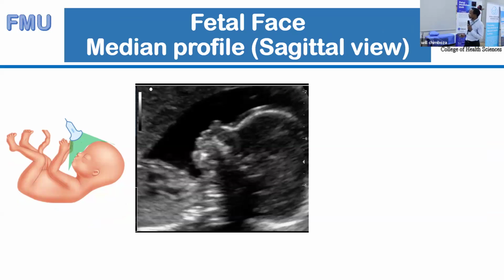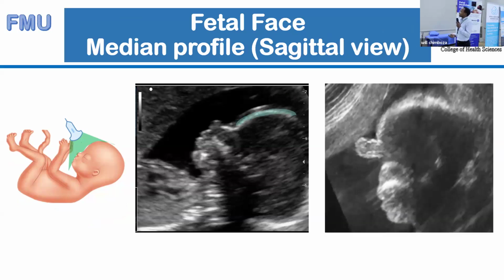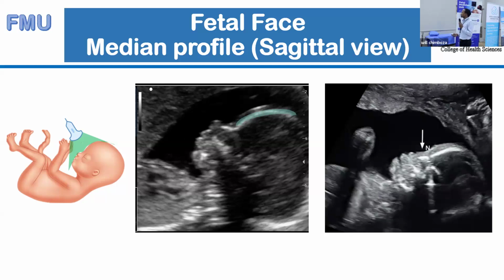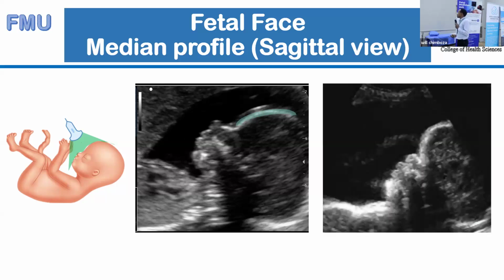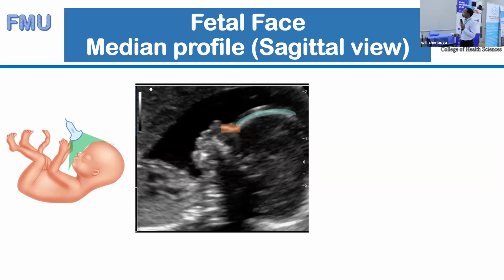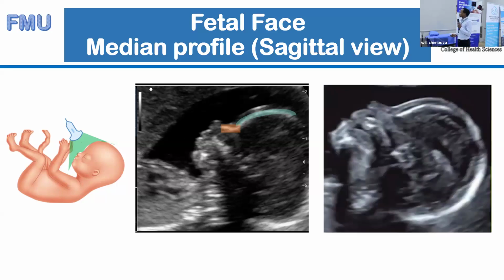For the fetal face, we want to assess the shape of the forehead. So we shouldn't see any protrusions as what we see in proboscis. This is common in holoprosencephaly. Then we shouldn't see any flattening of the forehead as we see in microcephaly, trisomy 21, and we shouldn't see any protrusion of the forehead as we usually see in thanatophoric dysplasia. Then we should also see the nasal bone. Failure to see the nasal bone might be a soft marker for a chromosomal abnormality, usually trisomy 21.